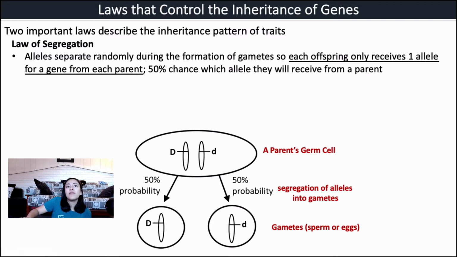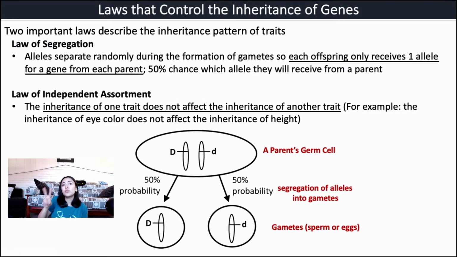So, for example, if the germ cell contains 2 different alleles for a gene, like this big D dominant allele and this recessive allele, the chance that a gamete will have the dominant allele is 50%. The chance that the gamete would have a recessive allele is 50% because they split randomly.